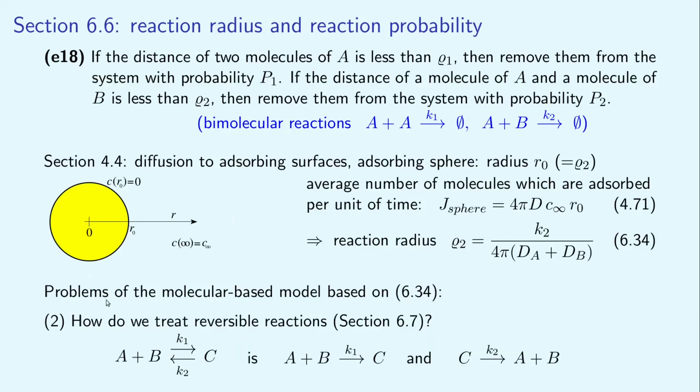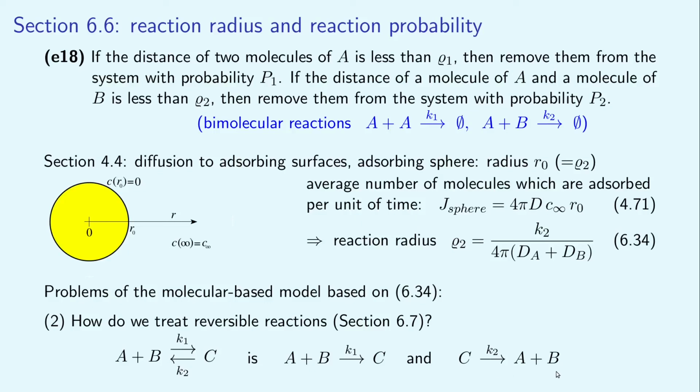Another issue is mentioned in section 6.7, where we discussed reversible reactions, like the reversible reaction A plus B goes to C and back. Considering the compartment-based model, there are no special issues with reversible reactions. We simply know that a reversible reaction is made of 2 chemical reactions, A plus B goes to C and C goes back to A plus B.